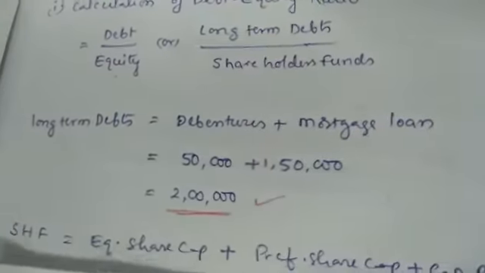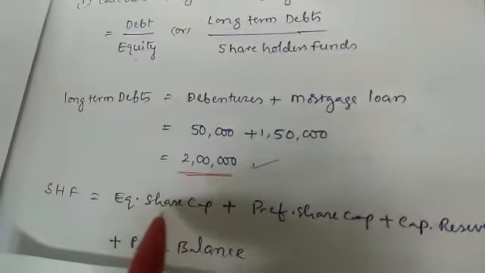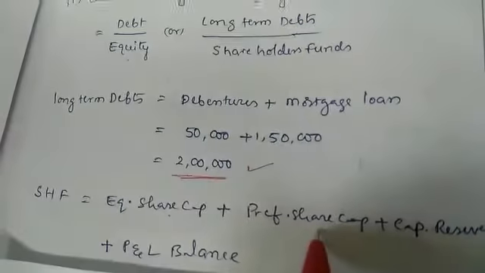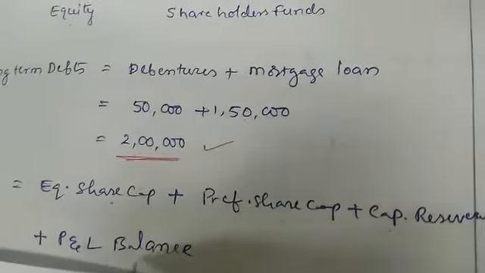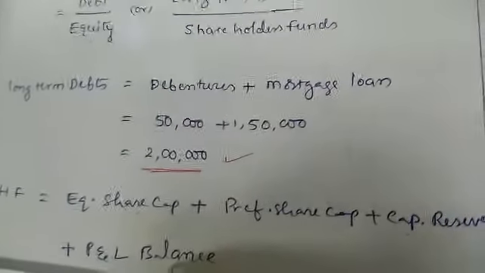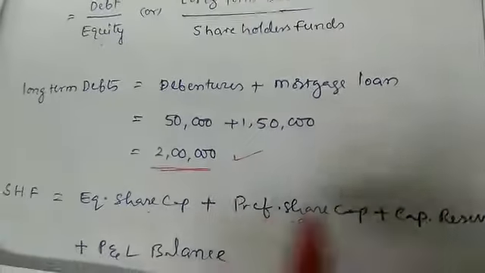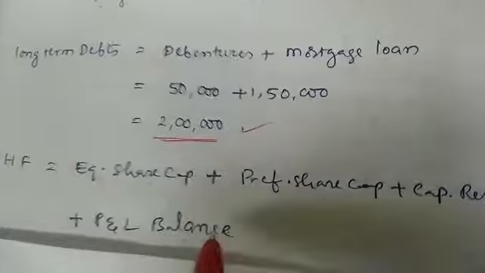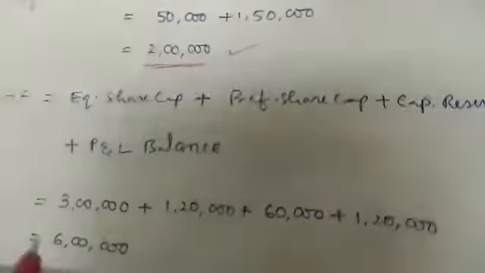Next, we have to find the shareholders' funds. Shareholder funds is equal to, for this problem, equity share capital, preference share capital, plus capital reserve, plus profit and loss balance. So if you go to the problem, 4 items are there. The starting 4 items total 6 lakhs: 3 lakhs plus 1,20,000 plus 60,000 plus 1,20,000. So it will become 6 lakhs.